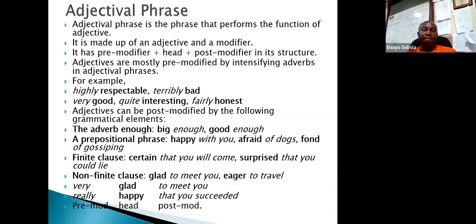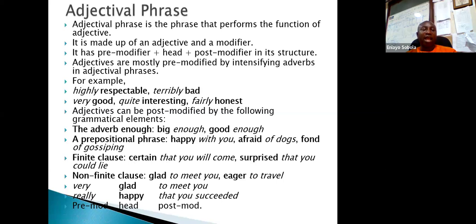Before we talk about non-finite, a finite clause is a normal clause. For example, certain that you will come. I can say that we are certain that you will come. Certain here is an adjective. That you will come is a clause. It's a finite clause.